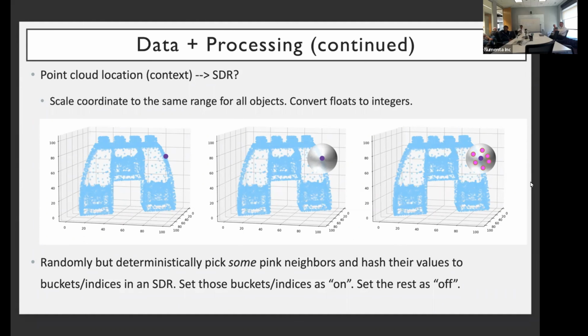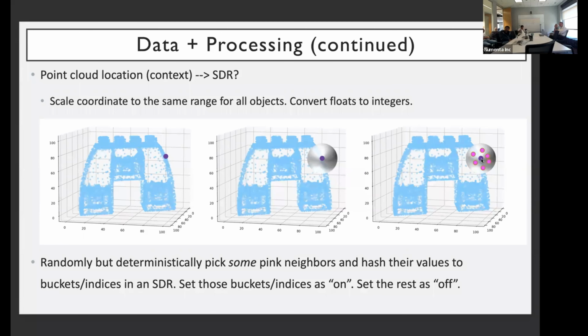But either way, for all the objects that you're using, you're going to scale the coordinates to some kind of similar range, and you're going to convert all the floating point values to integers. And if you can see the purple point right over here, this is a sample point that I want to convert into an SDR. And how I would do so is define some kind of fixed sphere around that point, and then compute all the neighbors in that sphere.